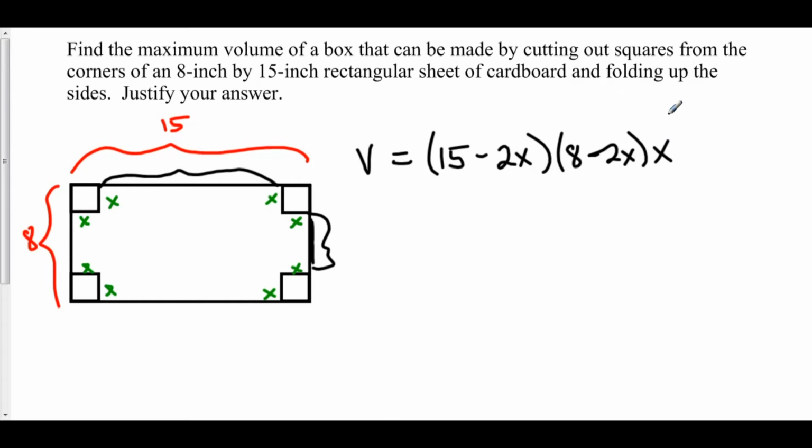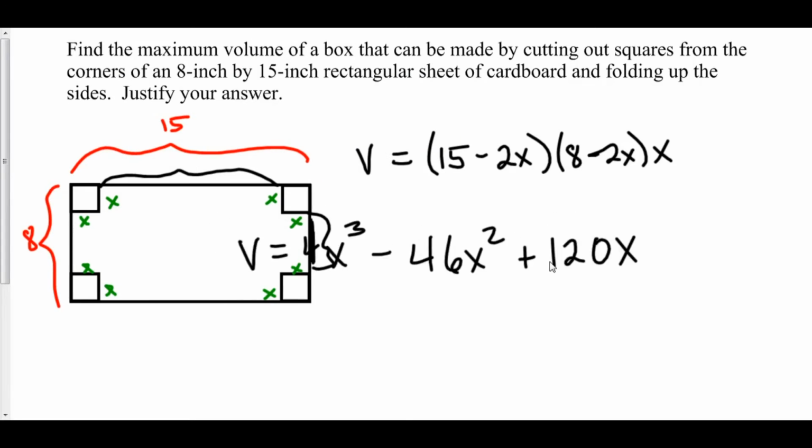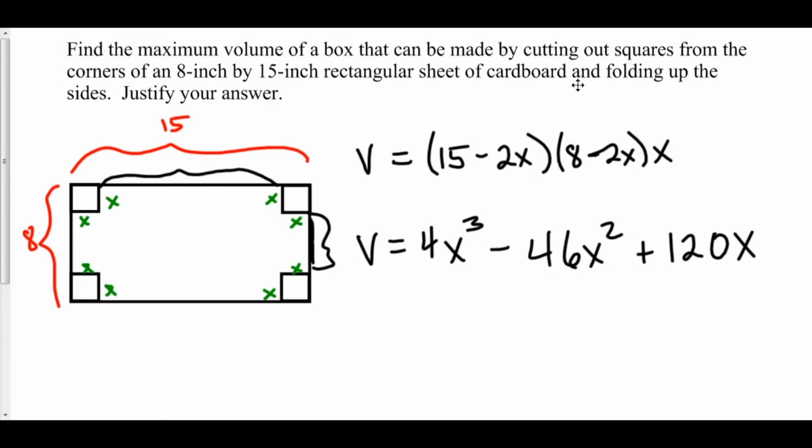Well, taking the derivative of this is going to be kind of difficult. So why don't we just expand it out? And of course, I've already done that. V is equal to 4x cubed minus 46x squared plus 120x. Don't believe me? Multiply it out yourself.